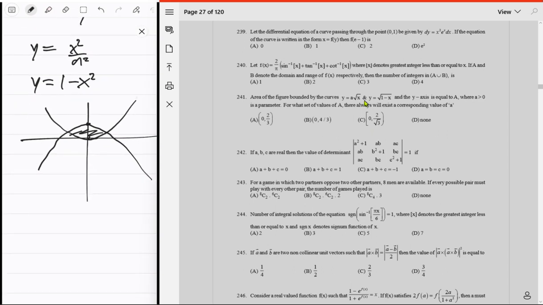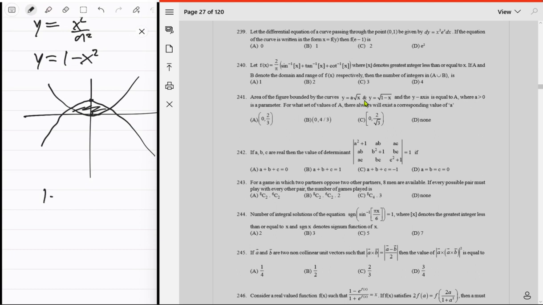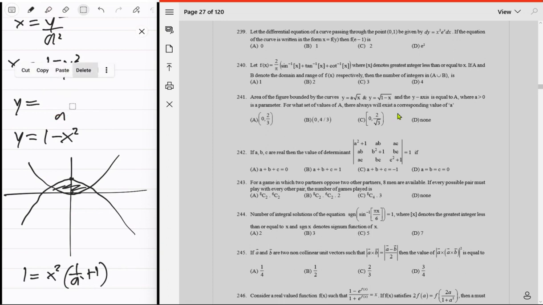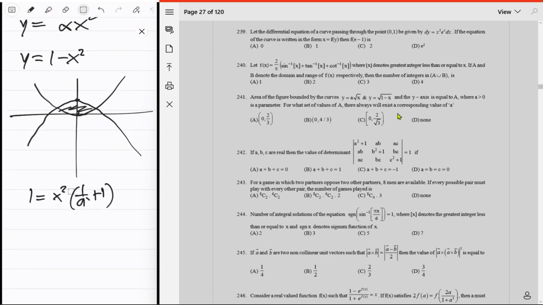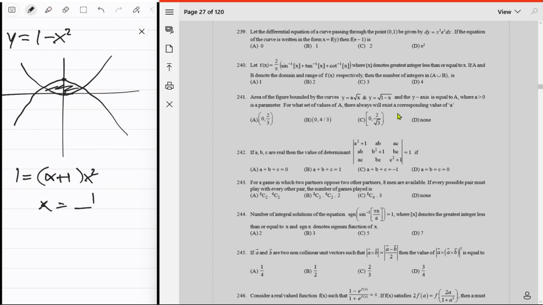This is x squared upon a squared. This is like 1 minus x squared. जब ये equal हो गए, then what happens? It just happens like 1 is equal to x squared times 1 upon a squared plus 1. Let's just say 1 upon a squared को मैं अल्फा बोल देता हूँ, मैं capital A भी नहीं बोल सकता इसको. This is equal to alpha x square. So यहाँ पे actually क्या हो जाएगा, just alpha plus 1, and then you got x square. So just x is equal to 1 upon square root of alpha plus 1.